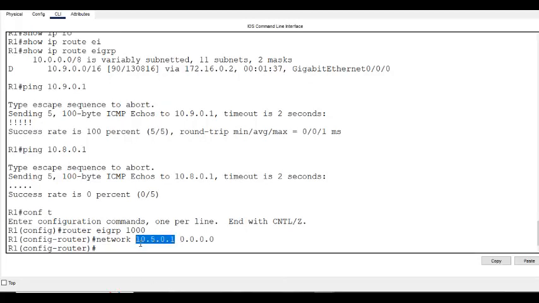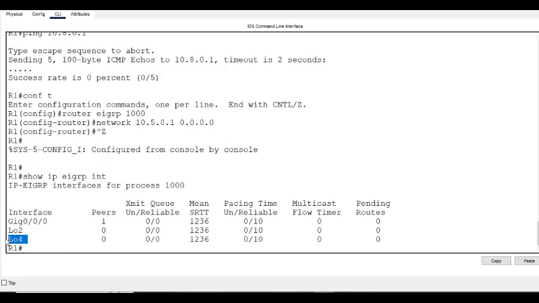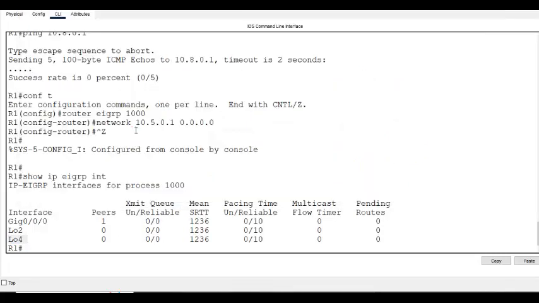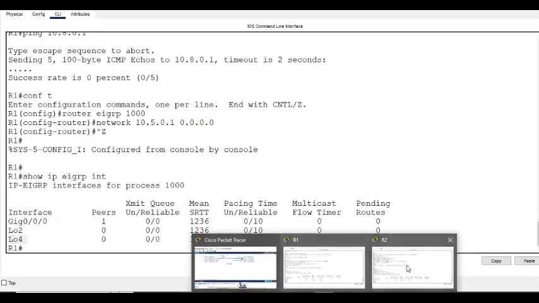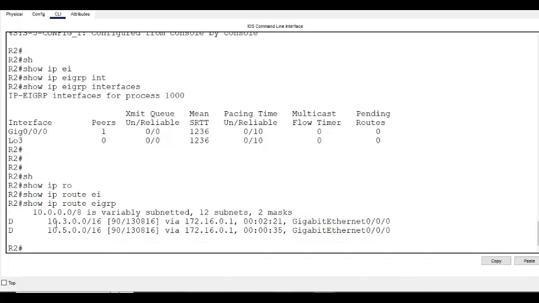Okay, now let us go to router 2 and verify the routing table. You can see both 10.3 and 10.5 are coming. So the subnet mask and what you put as a wildcard mask doesn't matter. Now let me try pinging 10.5.0.1. I'm able to ping.